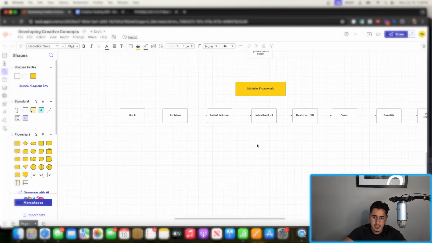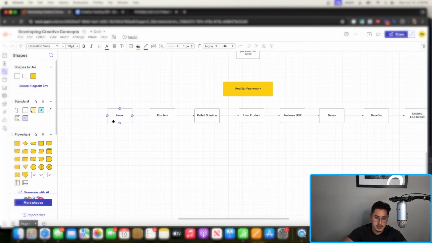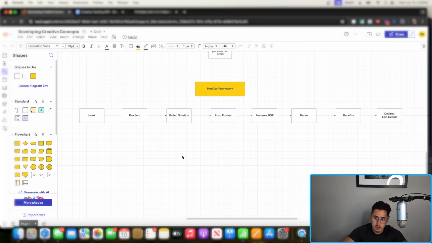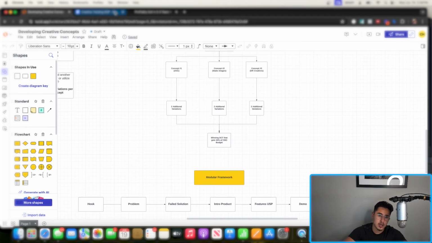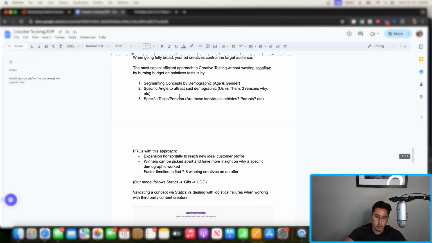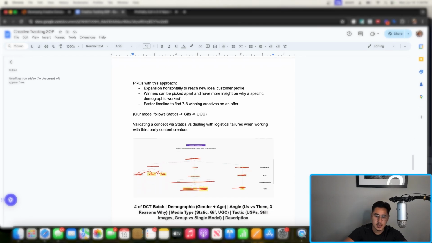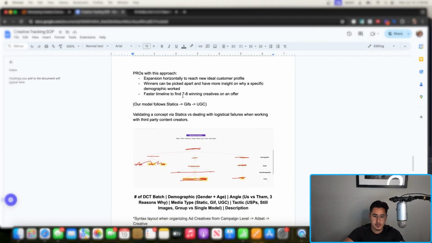So if we're expanding on a specific concept, we might look at different hooks, different problems, different failed solutions. This is going to vary by concept, but same process here is we want to reverse engineer what worked in the past, what concept can we expand on, what can we invest into to build into a GIF, into a UGC.